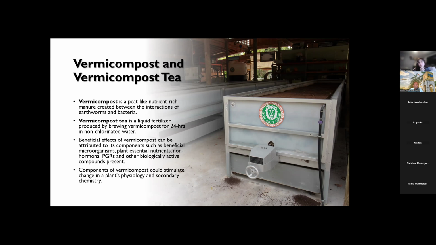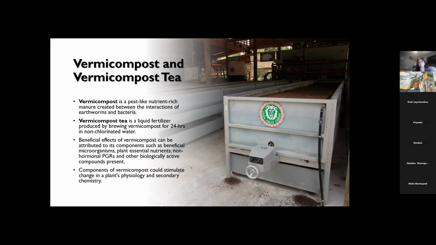So vermicompost derived products such as vermicompost tea have actually become super popular in the last decade in agriculture, and this is due to its growth promoting abilities, and also it's just way easier to apply. When you use solid vermicompost, it's actually more of a slow release fertilizer as opposed to using vermicompost in a liquid form or in a tea form.